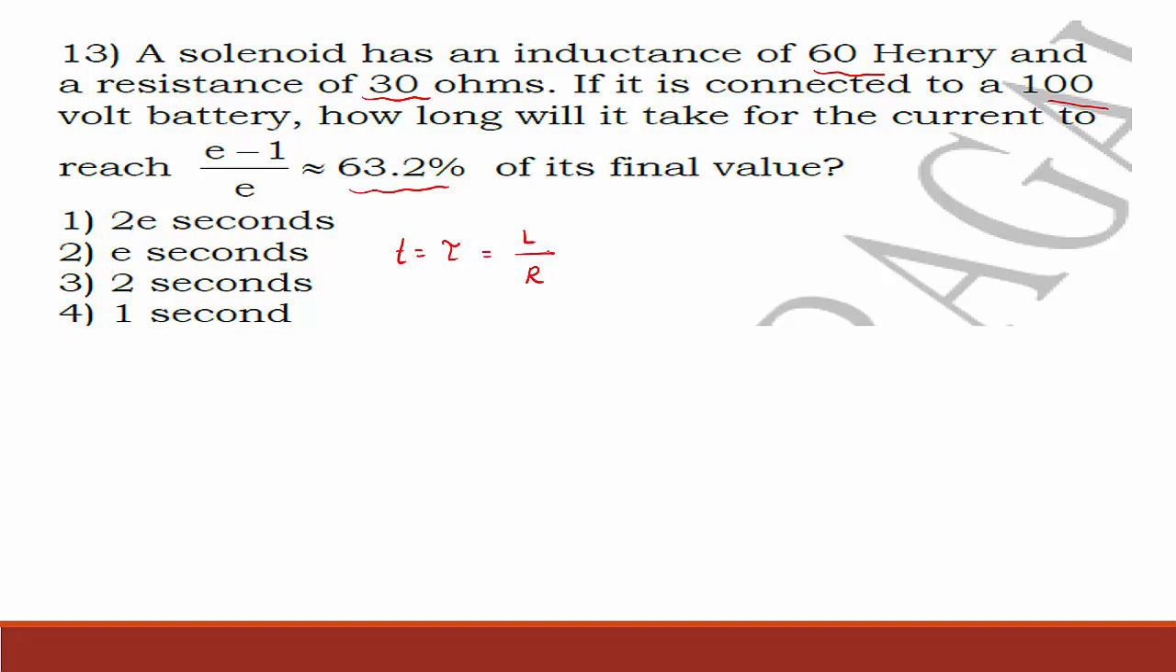So tau is the time constant, tau equal to L divided by R. This is an LR circuit, that is an inductor and resistor circuit. The time constant is directly given by the equation tau equal to L divided by R, so t equal to the L value, 60 Henry, divided by the resistor value, 30 ohm. So we get the time constant, time elapsed t equal to 2 seconds. That is, option 3 is right.